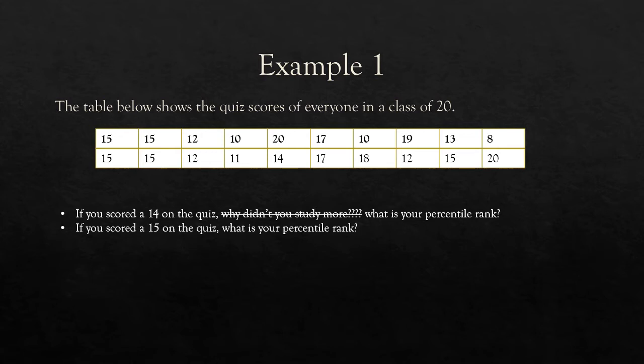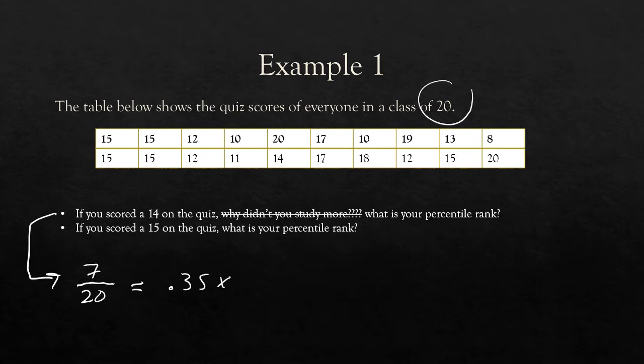So what I figured out is that there are 7 values that are less than, or actually in this case less than or equal to, because there's only one 14 in the distribution. So 7 values are less than or equal to, or simply less than 14. There's 20 values altogether, right? Class of 20. So our percentile rank is the 35th. So this is the 35th percentile.